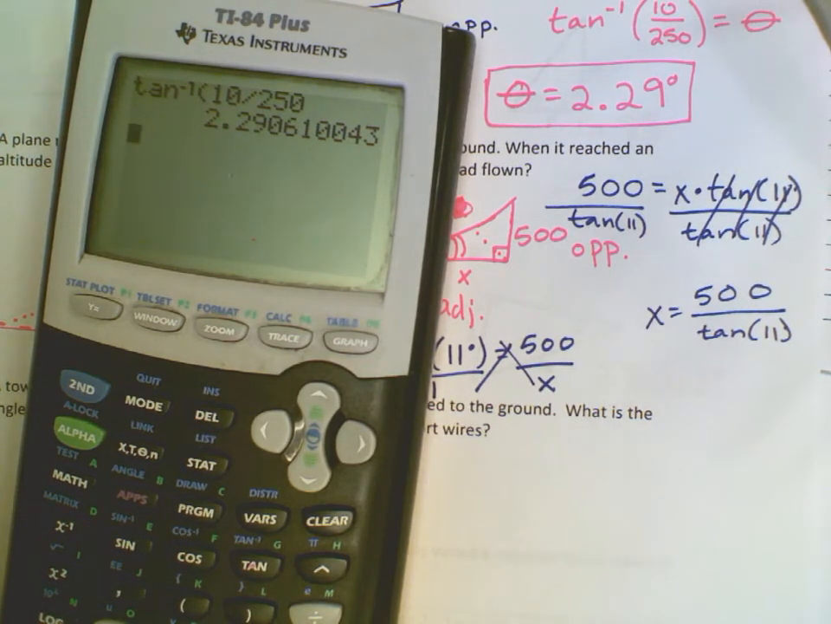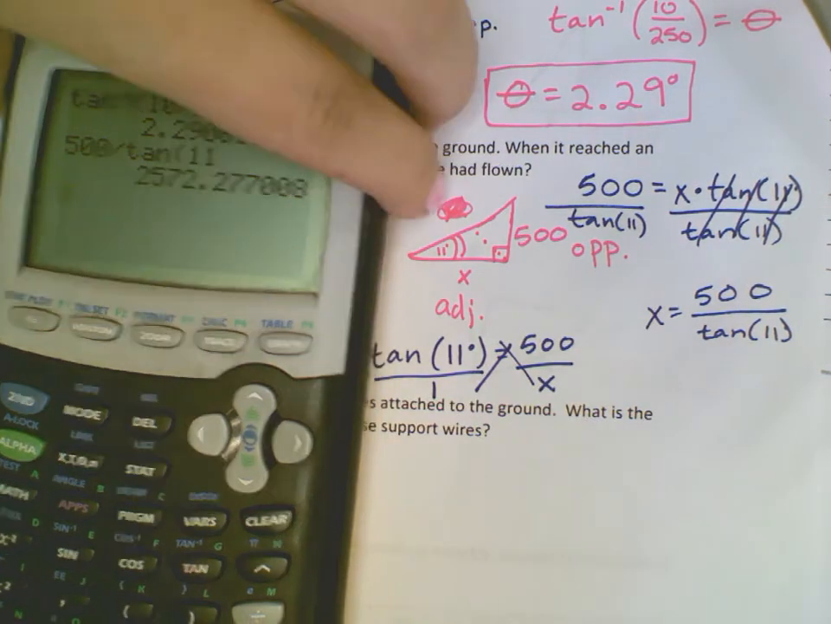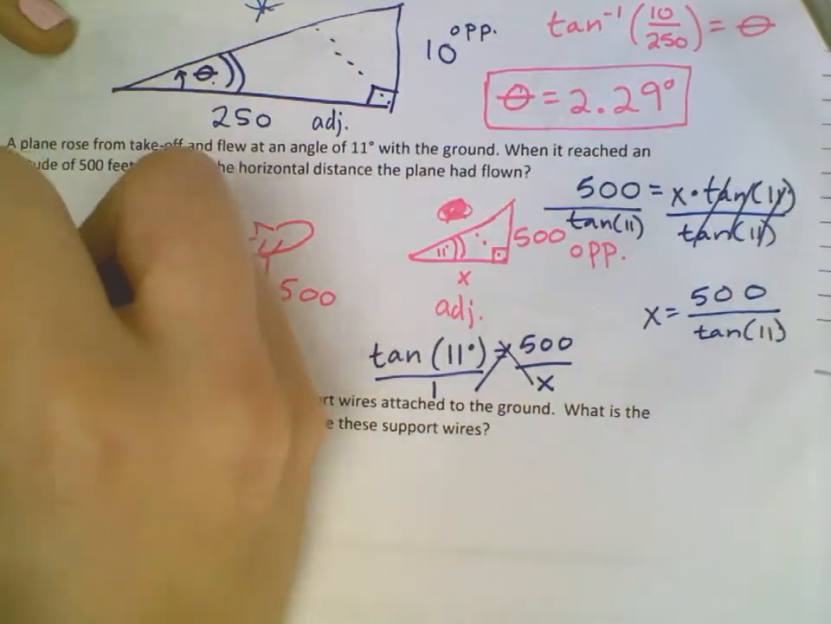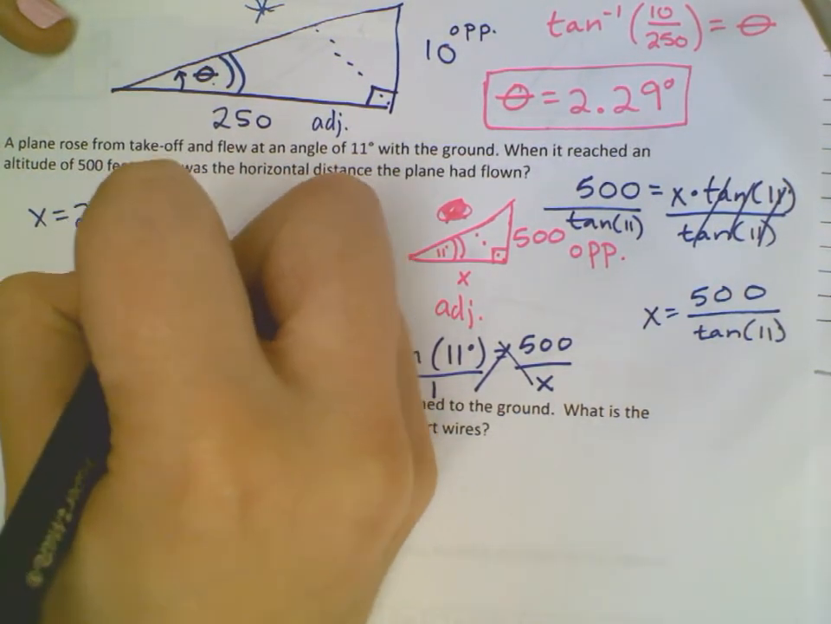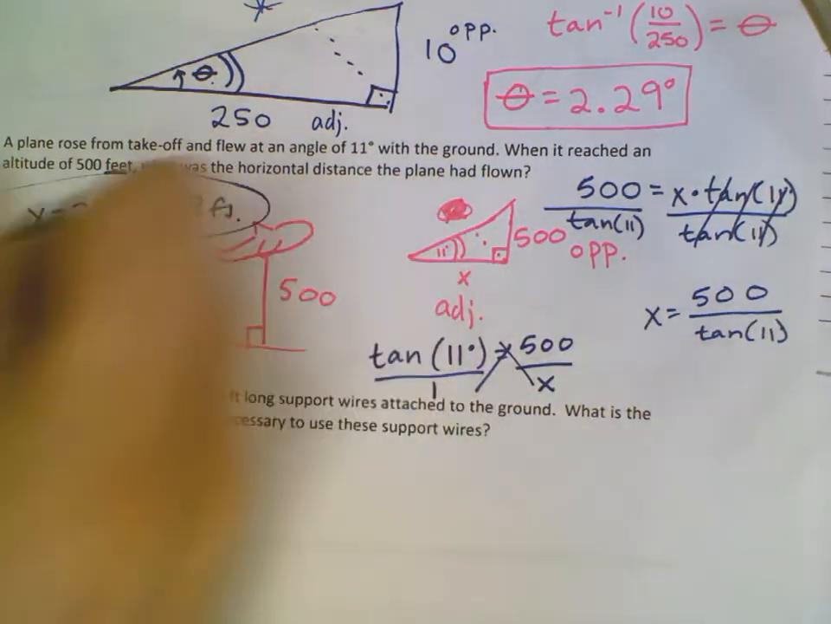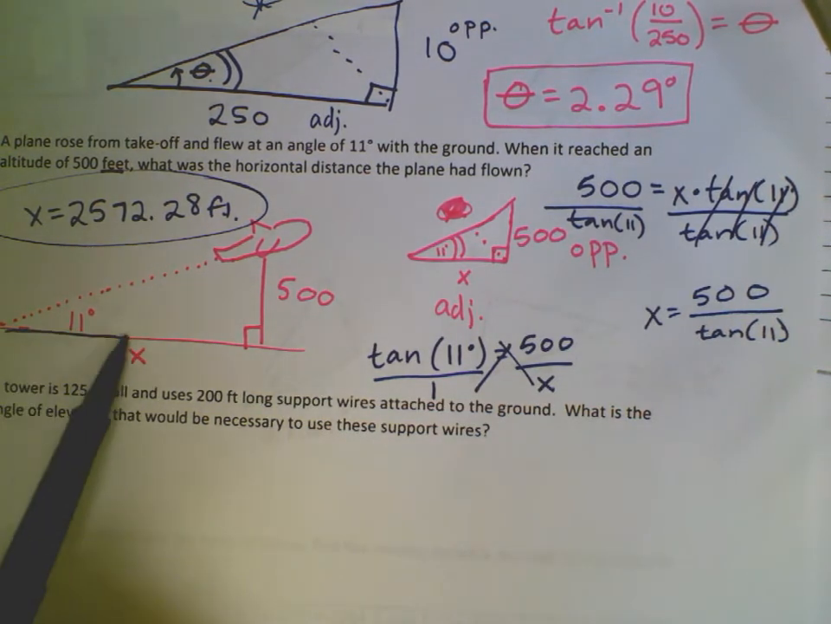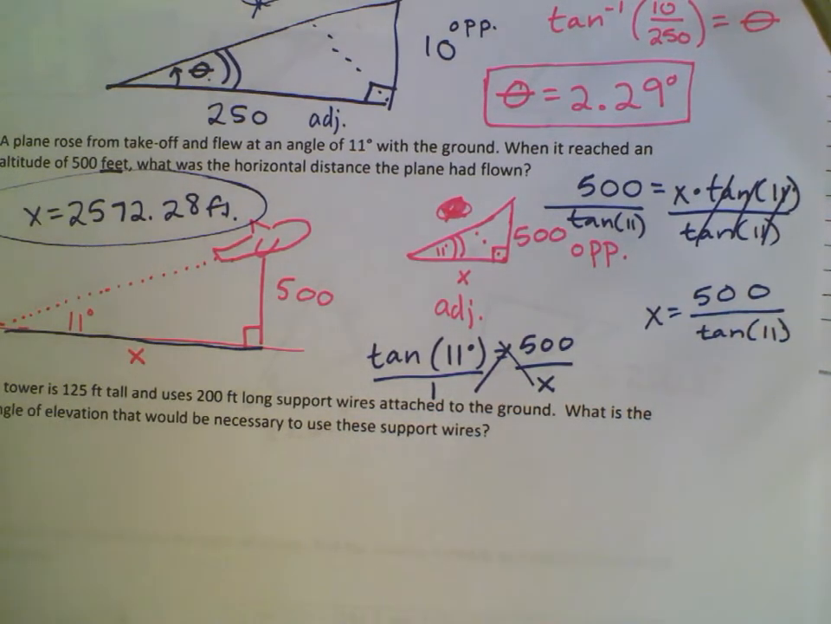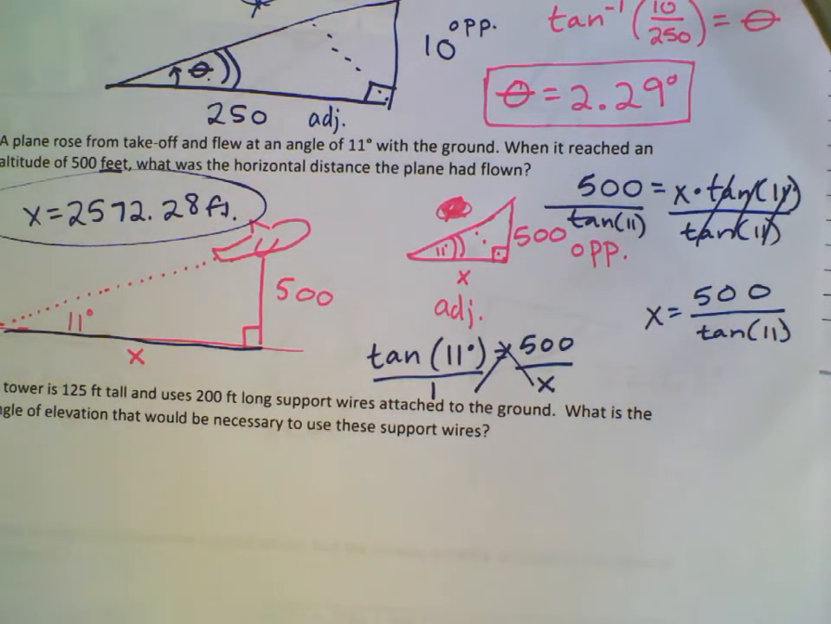So I can do 500 divided by tangent of 11, which gives me 2,572.28. So x equals 2,572.28, and it gave us the units being feet. And if you think about it, 11 degrees is very small, so this needs to be a pretty far distance, because the smaller the angle, to get taller, we need to have a longer distance.